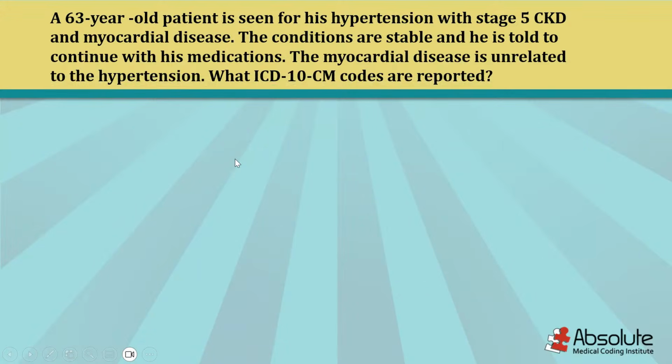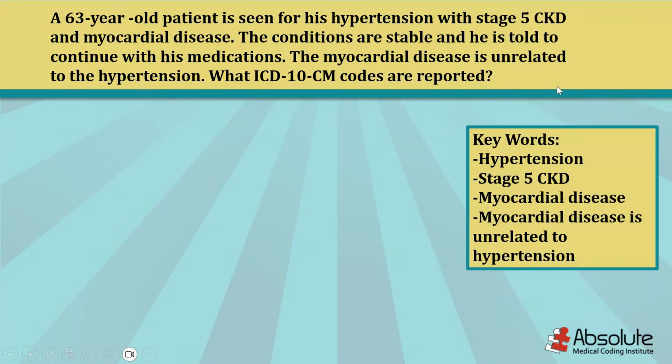So again, this scenario, a 63-year-old patient seen for hypertension with stage 5 chronic kidney disease, myocardial disease. The conditions are stable and he is told to continue with his medications. The myocardial disease is unrelated to hypertension. What we're taking out of there, we're taking the hypertension, we're taking stage 5 chronic kidney disease, we're taking out myocardial disease, and myocardial disease is unrelated to hypertension.